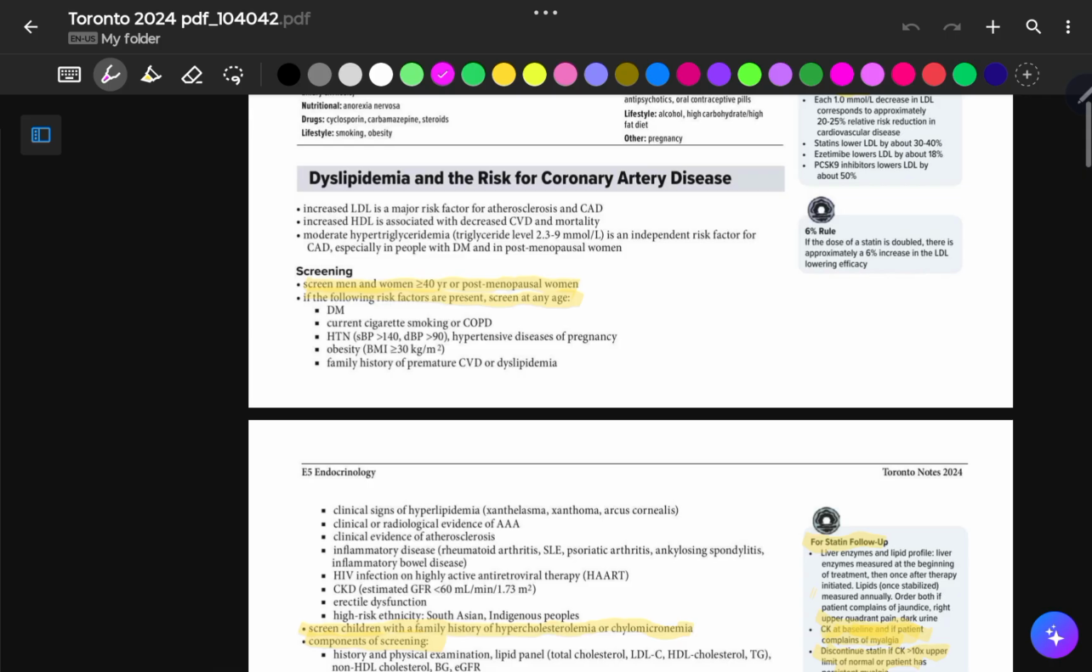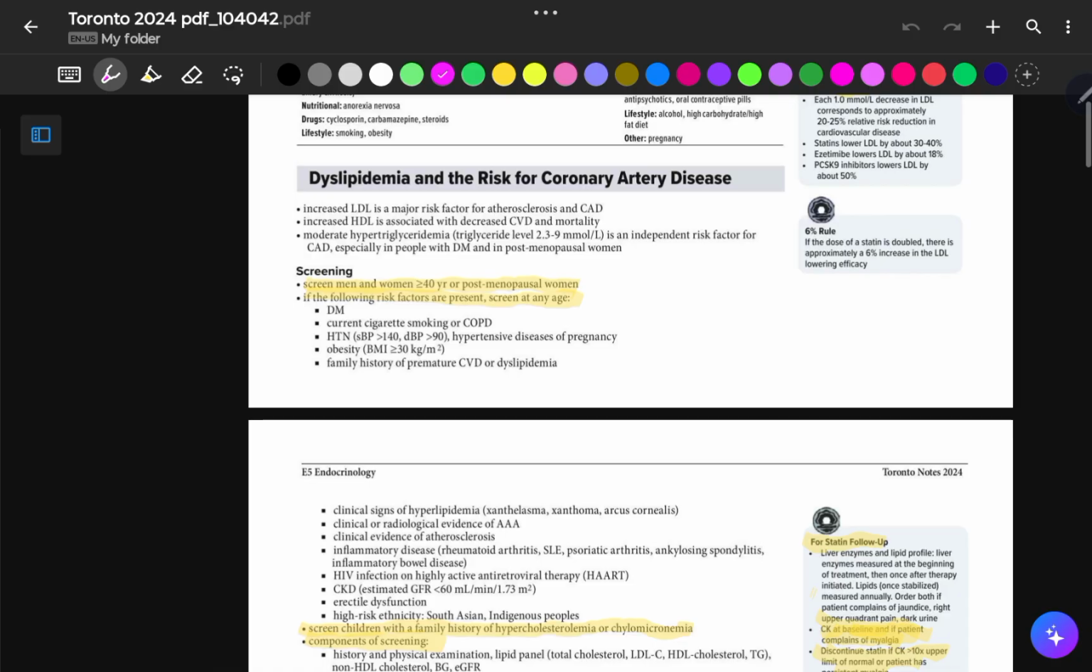So if they have diabetes, they are currently cigarette smokers, they have COPD, they have hypertension, hypertensive disease of pregnancy, if they have obesity, BMI more than 30, if there is a family history of premature cardiovascular disease or dyslipidemia, if they have clinical signs of hyperlipidemia such as xanthelasma, xanthomas, arcus cornealis, if they have clinical or radiological evidence of AAA, if they have clinical evidence of atherosclerosis, if they have inflammatory disease like rheumatoid arthritis, SLE, psoriatic arthritis, ankylosing spondylitis, inflammatory bowel disease, HIV infection on highly active antiviral therapy, CKD, erectile dysfunction, or if they are high risk patients like those from South Asia or Indigenous people in Canada. All those patients, you screen them regardless of their age.